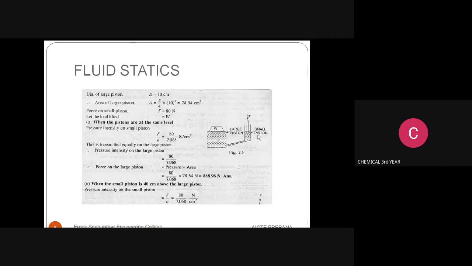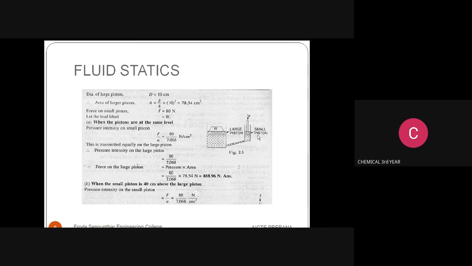Likewise, you need to do it for the large piston. Take it as capital D. The diameter of the large piston, D, is equal to 10 centimeter. Same formula, capital A is equal to pi by 4 into D square. You can calculate that, and it is around 78.54 centimeter square. So what is the force given? The force on the small piston, capital F, is equal to 80 Newton. We need to find out the load, so take it as W.